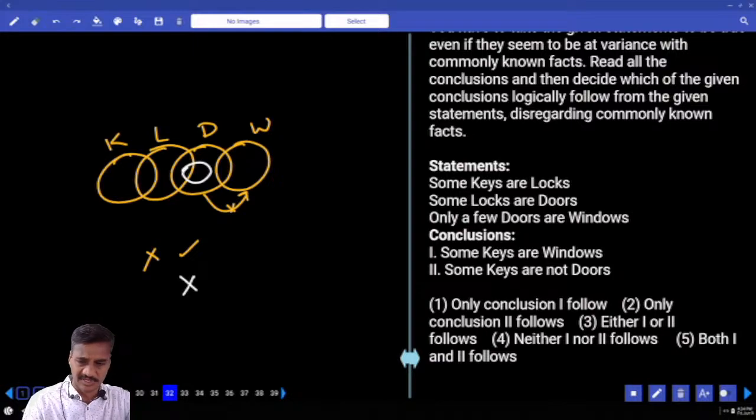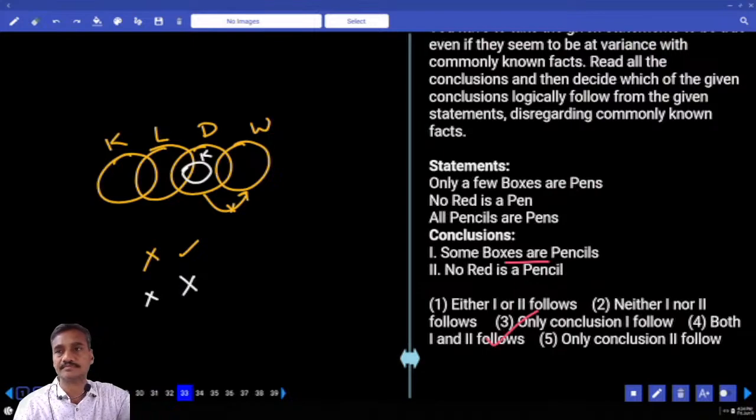And in the same case, now the previous one, some keys are windows. Does it become true now? Now also it is false. Now some keys are windows is true in the first conclusion. So what is your answer? Neither one nor two. Neither one nor two. Choice for question number 32.